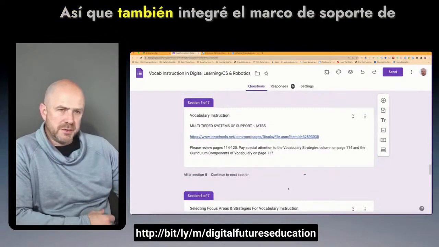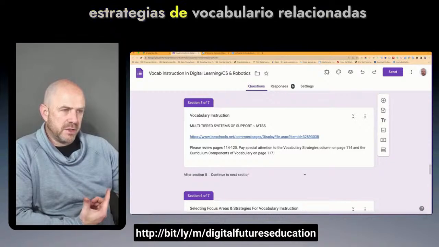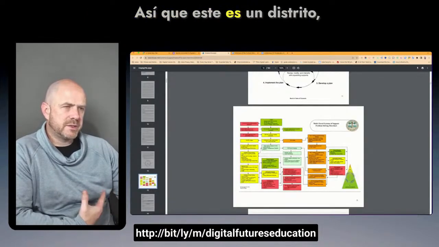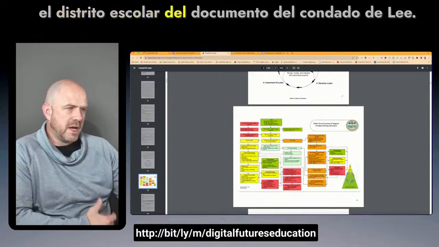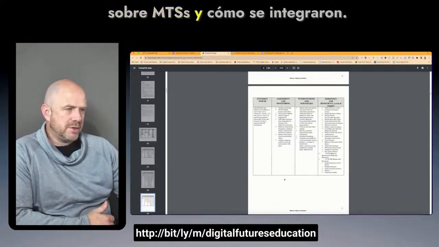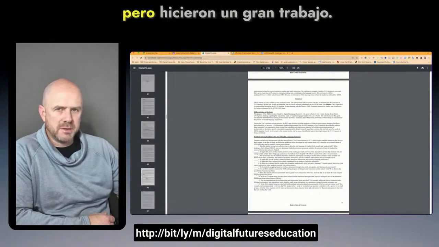So I also integrated the multi-tiered systems of support, MTSS framework, and asked them to review the vocabulary strategies on page 114 of this document. This is the School District of Lee County's document on MTSS and how they integrated it. It's a great document. They did a great job with this. Long, but they did a great job.